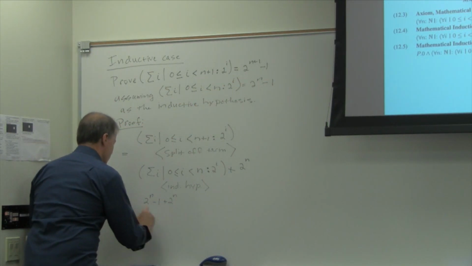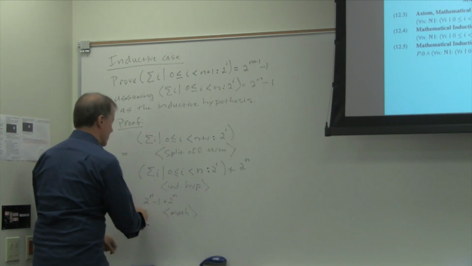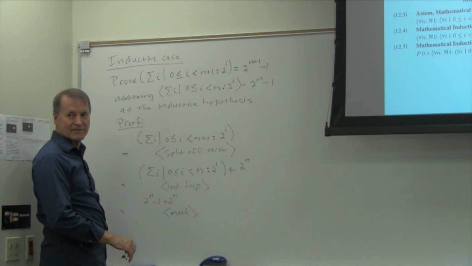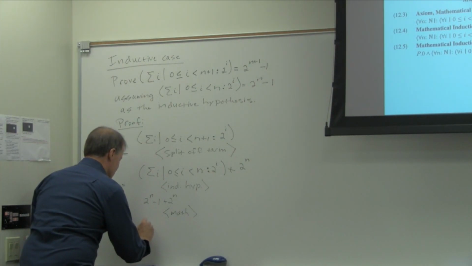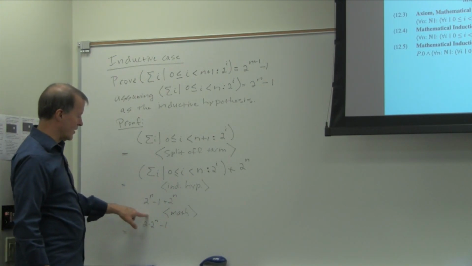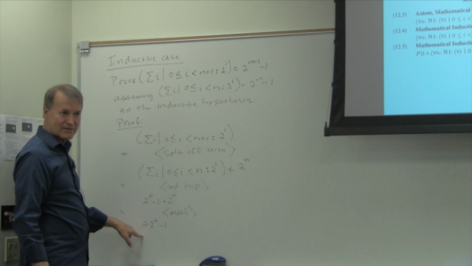So this equals, by math, well, what's 2 to the n plus 2 to the n? 2 times 2 to the n, right? So this is 2 times 2 to the n minus 1. But what's 2 times 2 to the n? That's 2 to the 1 times 2 to the n. So that's 2 to the what? 2 to the n plus 1.